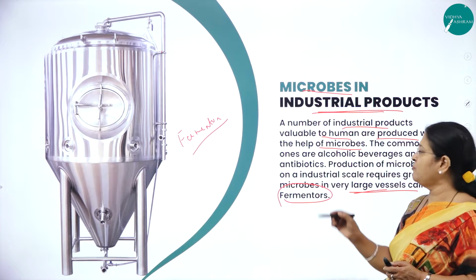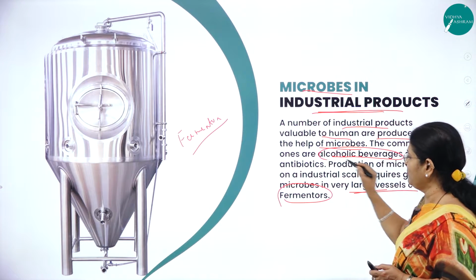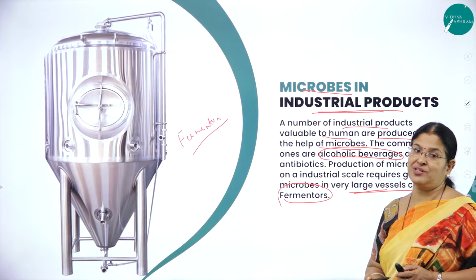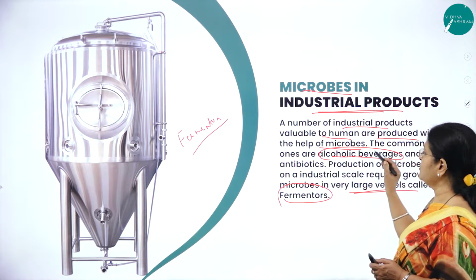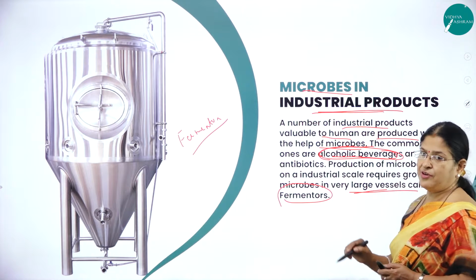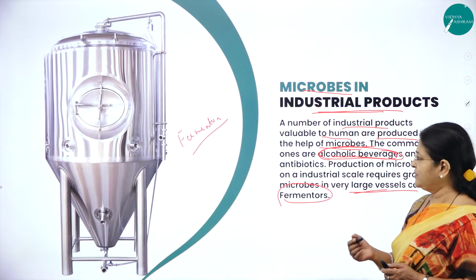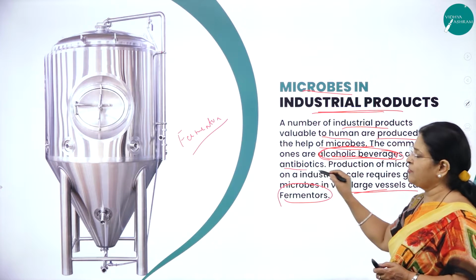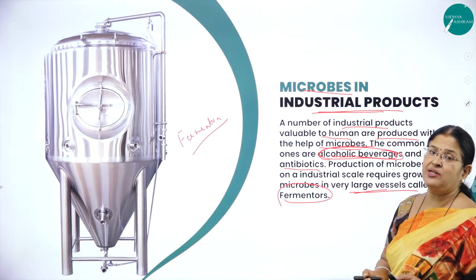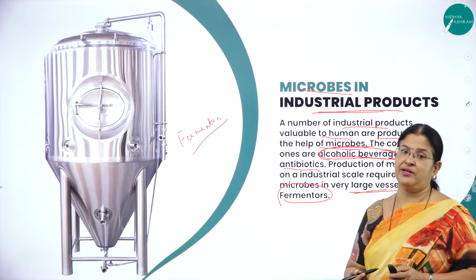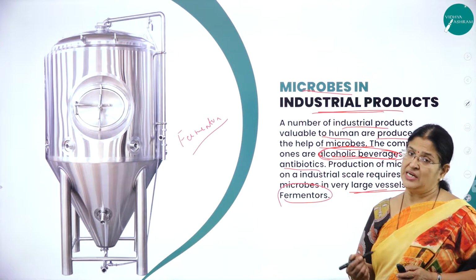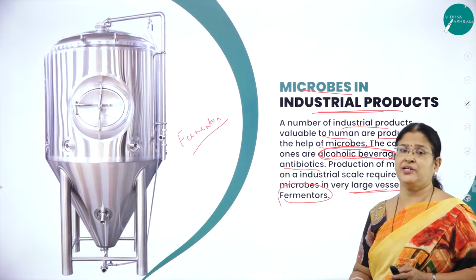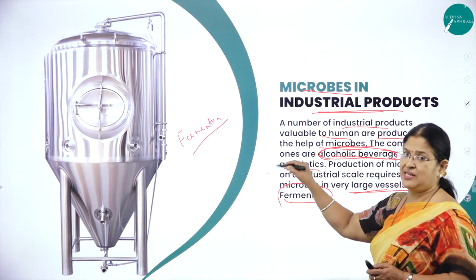Right. So as I said, a number of industrial products valuable to mankind are produced with the help of microbes. The common ones are alcoholic beverages. You might have come across alcoholic beverages like rum, whiskey, beer. All those are made through this fermentation process by microbes. And even in the production of antibiotics, imagine if antibiotics were not there, definitely we human beings would be prone to many diseases.